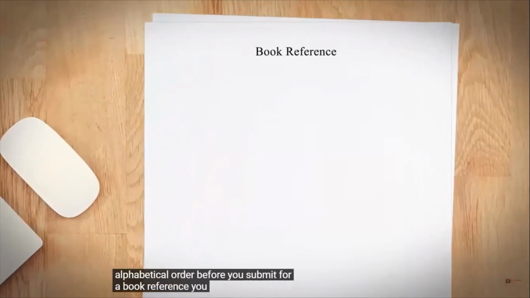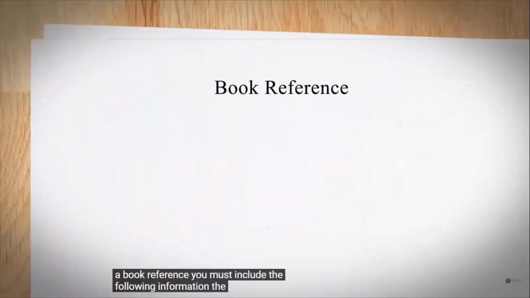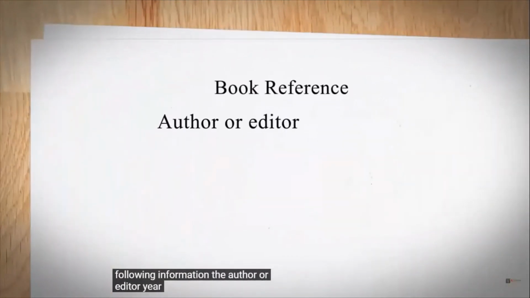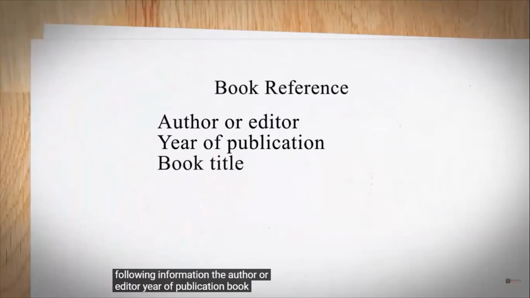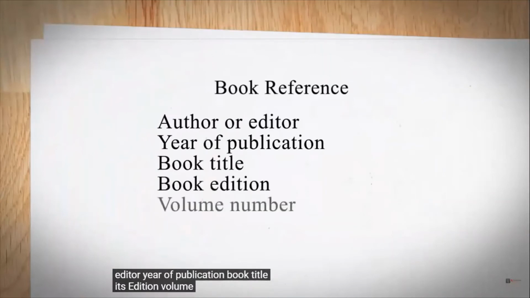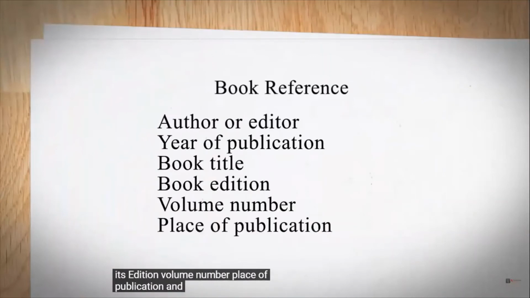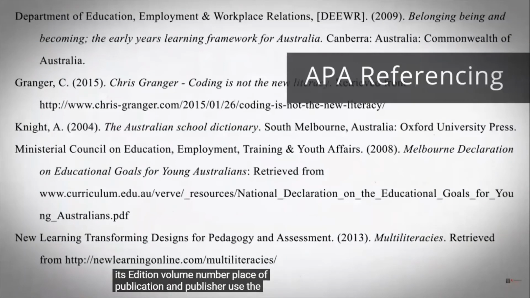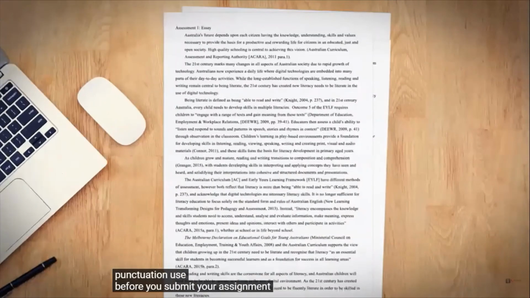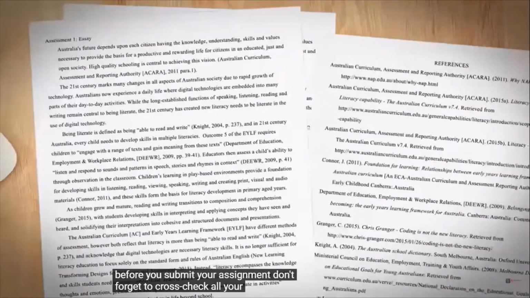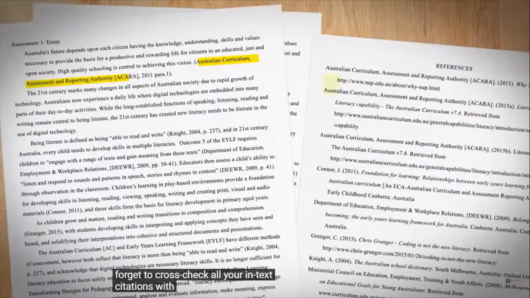For a book reference, you must include the following information: the author or editor, year of publication, book title, its edition, volume number, place of publication, and publisher. Use the APA referencing method this way, taking note of the order of the information and the punctuation used. Before you submit your assignment, don't forget to cross-check all your in-text citations with your reference list.